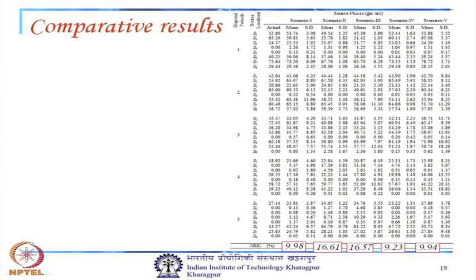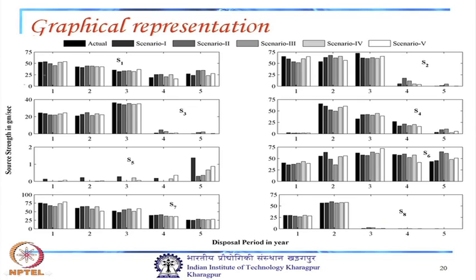So, in this case we can see that for different scenarios the error percentage is 9.98%, this is 16.68, 9.23, 9.94%. So, this is a graphical representation of different scenarios, this is the actual scenario, and with the actual scenario, how things are varying here.